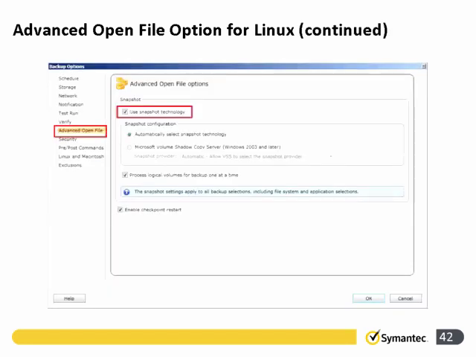I do have to tell the backup definition to use snapshot technology. This is on by default, and if you tell it to automatically select the snapshot technology, which is also the default, on the Linux side, it will choose that SimSnap option.